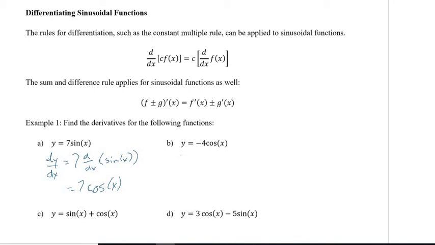For the next one, we're going to do the same thing, and it works the exact same way. We're going to take negative 4, the constant multiple stays the same, and we differentiate the other parts. In this case, we said for dy by dx that for cos x, the derivative is negative sine of x. So the negatives multiplied together become positive 4 times sine of x.